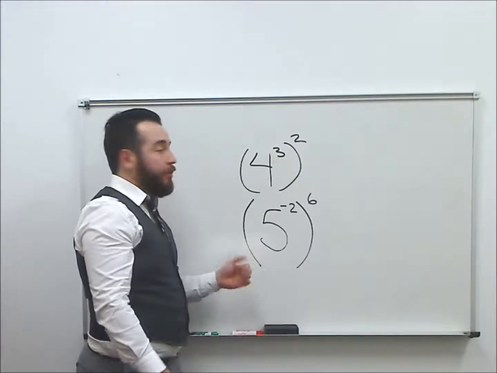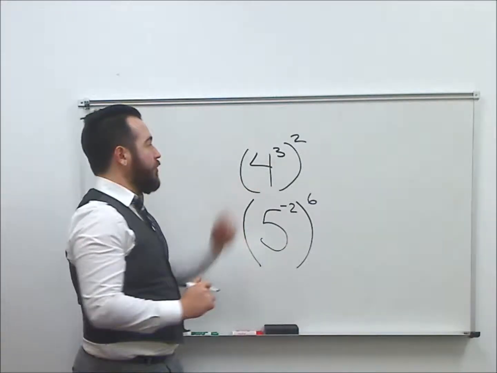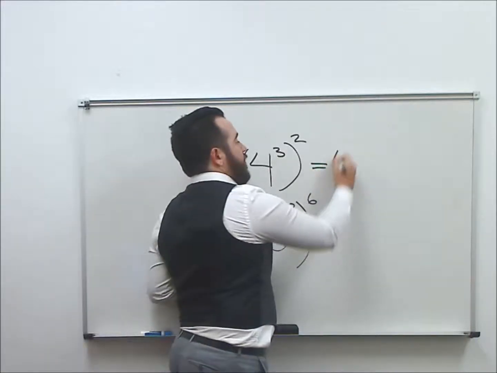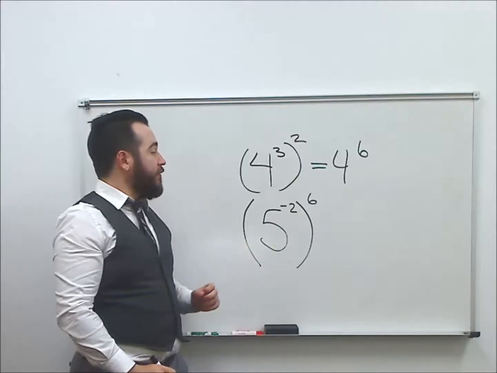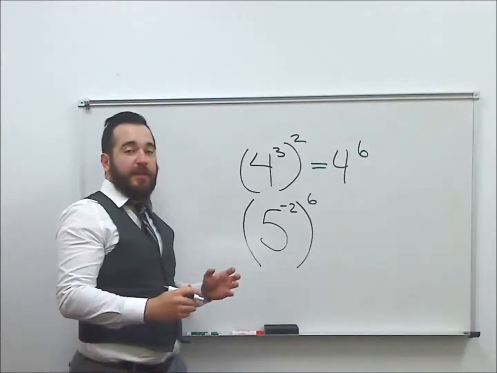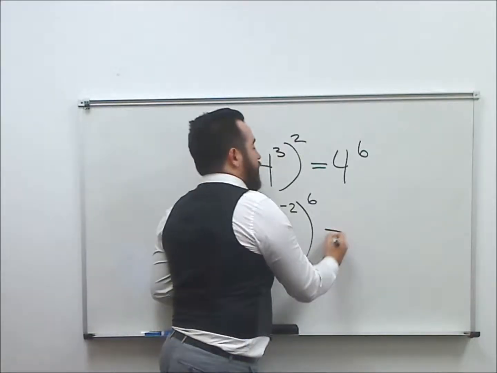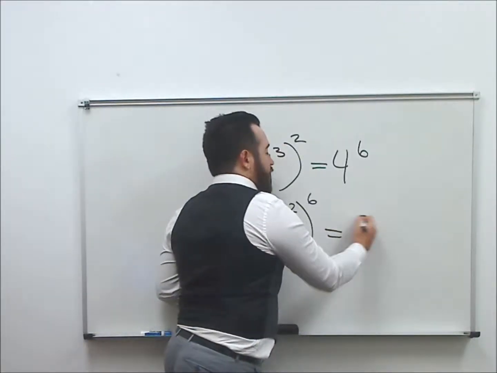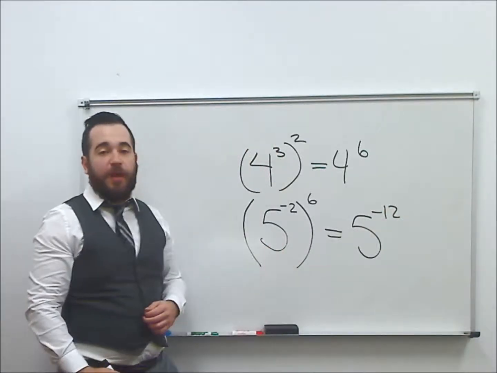There's a couple examples. First, 4 cubed, quantity squared. We multiply the exponents together to get 4 to the 6th. Next, 5 to the negative 2nd, all raised to the 6th power. So negative 2 times 6 is negative 12. So we get 5 to the negative 12th.